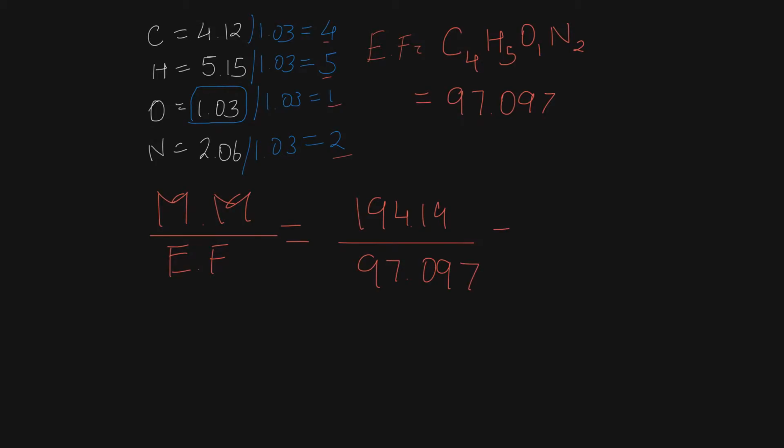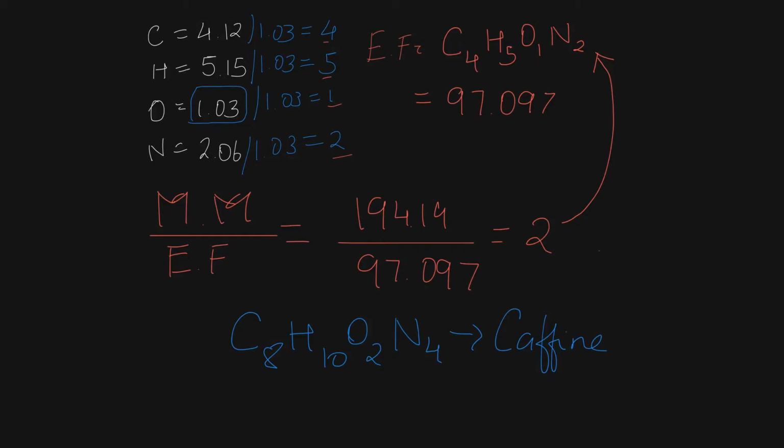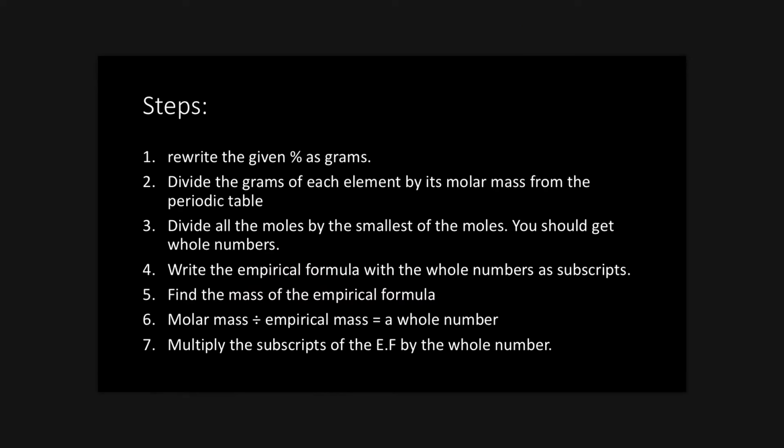That will give you 2, and you'll multiply all your subscripts, and the answer you get is C8H10O2N4, and that happens to be the molecular formula of caffeine. On the next slide, I have given you the steps, and if you want, you're more than welcome to write these down and use these on the test, or you can just look at the example and solve your problem that way. Either way is fine.